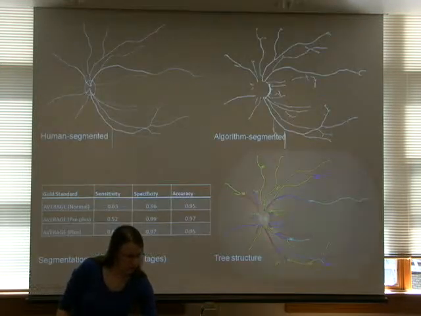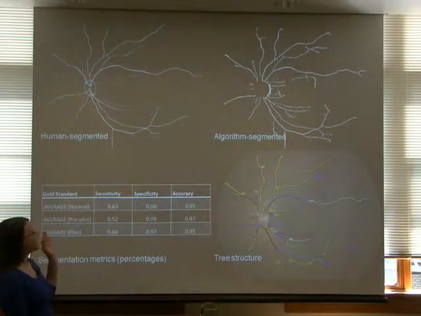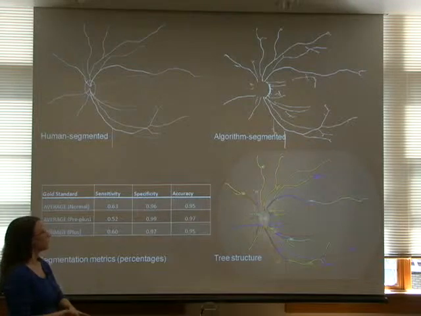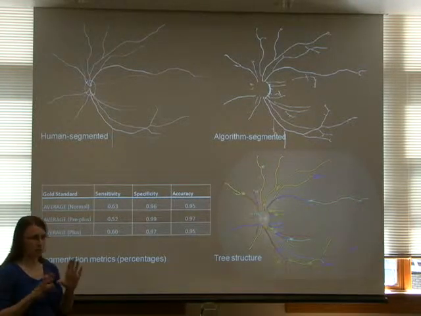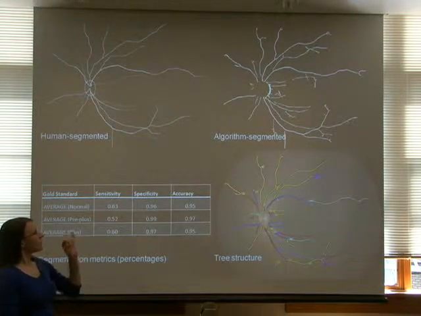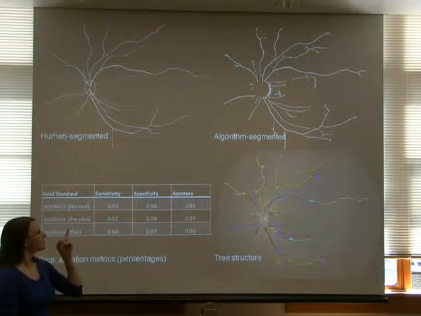I'll show you some images here. So the top left is the one image that I segmented when all those layers are combined together. So that's the final segmentation. And on the right is the algorithm-segmented image. They used that same RetCam image and fed it through, and they compared it to my segmentation. And you can see that it's pretty close. It's not perfect, but it looks pretty good.